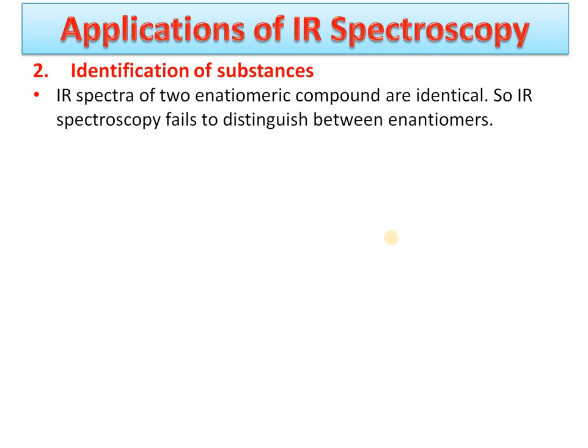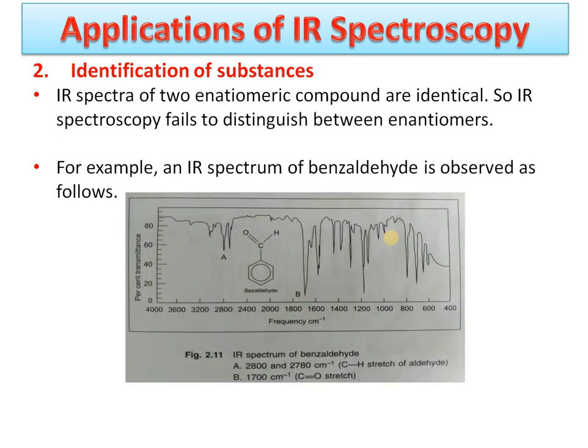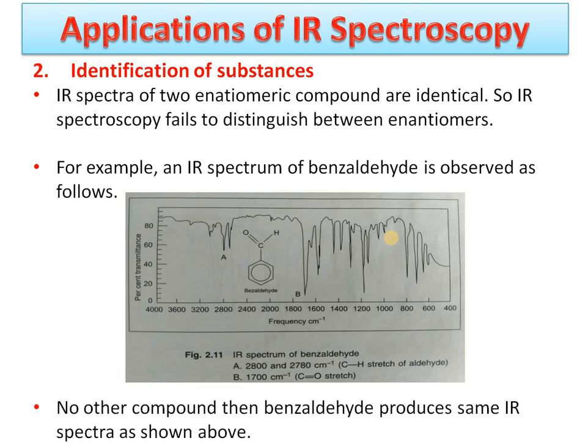IR spectra of two enantiomeric compounds are identical, so IR spectroscopy fails to distinguish between enantiomers. For example, an IR spectrum of benzaldehyde is observed as follows. Here, we have just discussed in the first slide the IR spectra of benzaldehyde. The IR spectra of benzaldehyde will be the same for any sample containing benzaldehyde. So no other compound than benzaldehyde produces the same IR spectra.